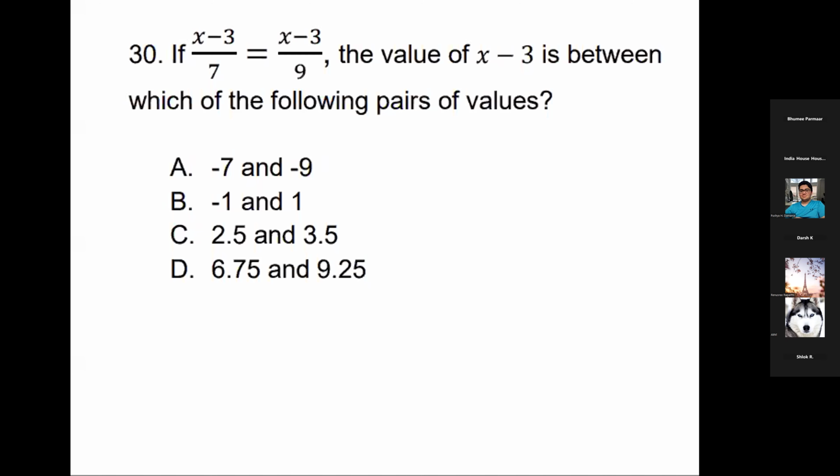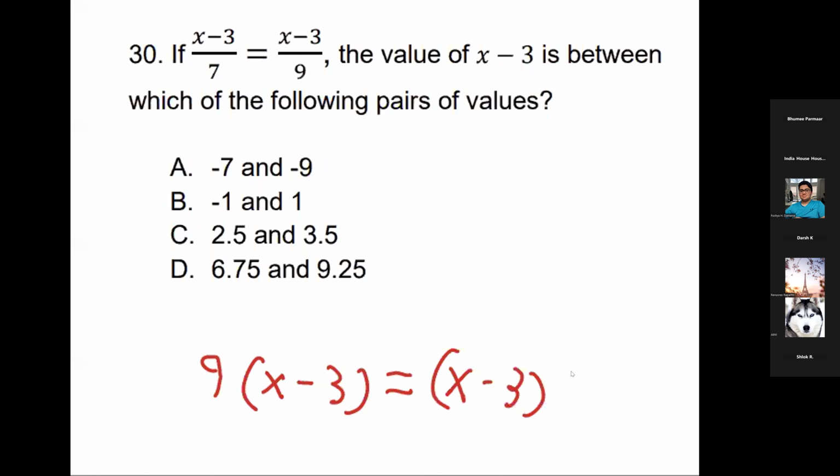Okay, so for question 30, we can just solve this for x. So what you do is you multiply both sides by each other's denominators. So multiply this side by 9 and multiply this side by 9, which will get us 9 times x minus 3. And you just do the same thing with the 7, which would get you equals x minus 3 times 7.